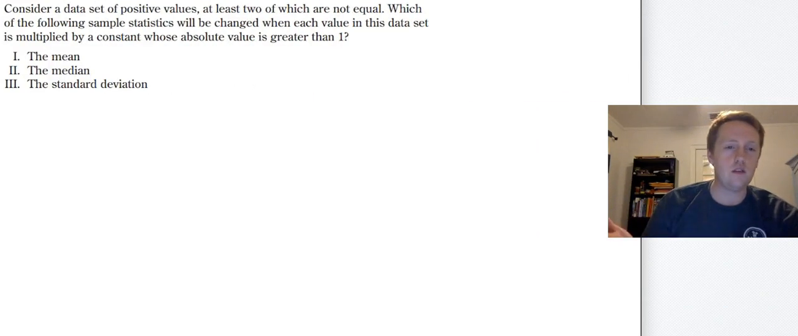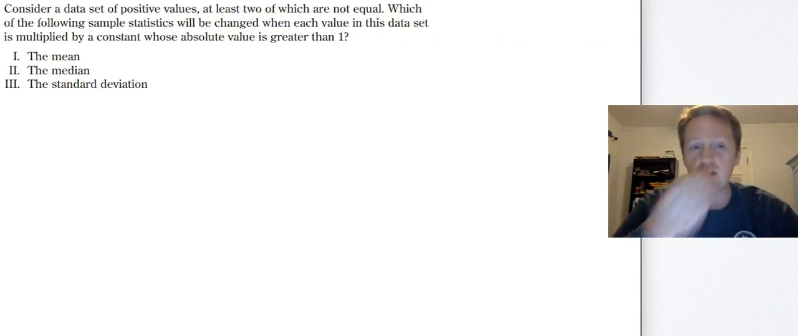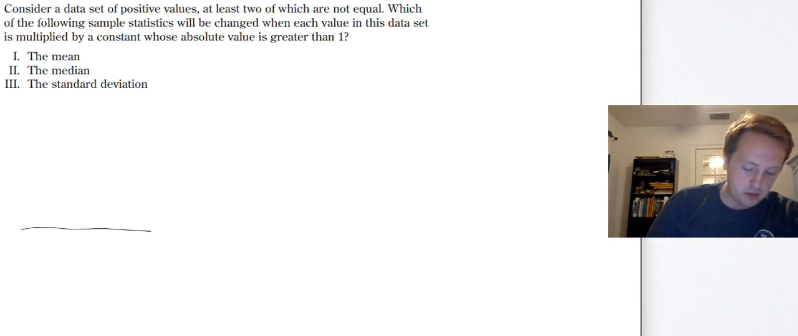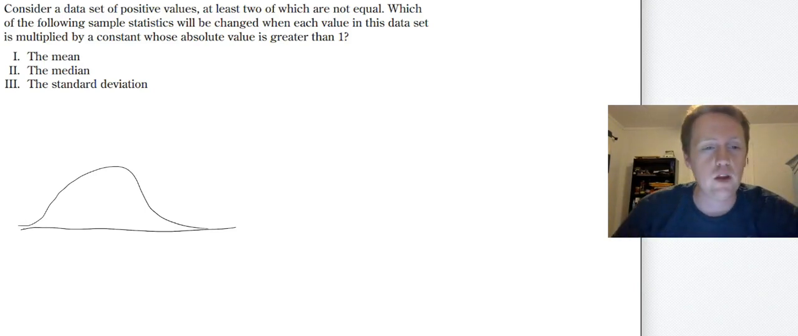And with that, we're in some problems already. Consider a data set of positive values, at least 2 of which are not equal. Which of the following sample statistics will be changed when each value in this data set is multiplied by a constant whose absolute value is greater than 1? So I'm just saying, which of these will change? So let me draw a made-up distribution. I'm going to end up drawing a normal one, a really, really terrible one. Maybe that's more chi-squared.